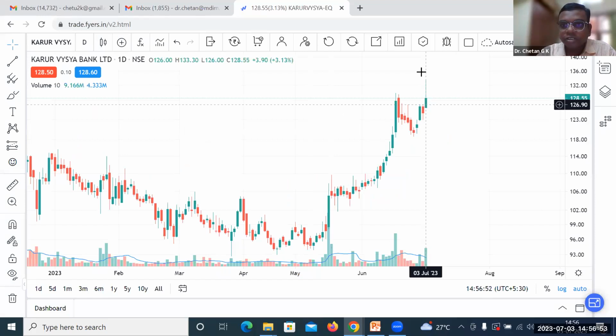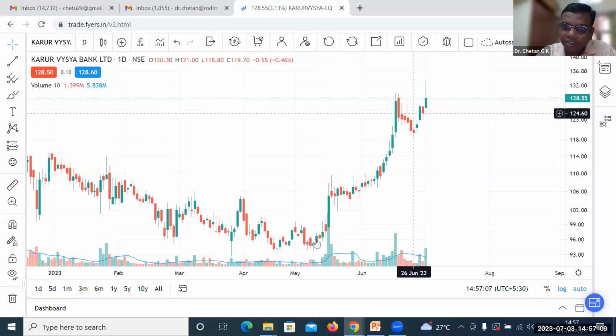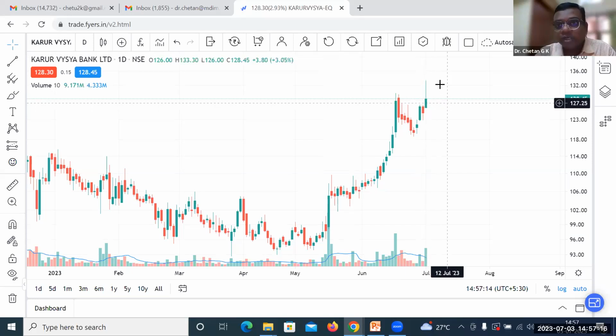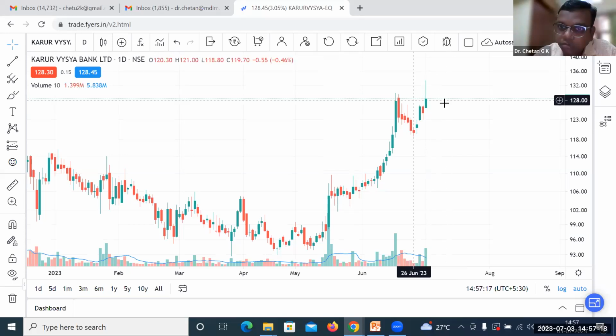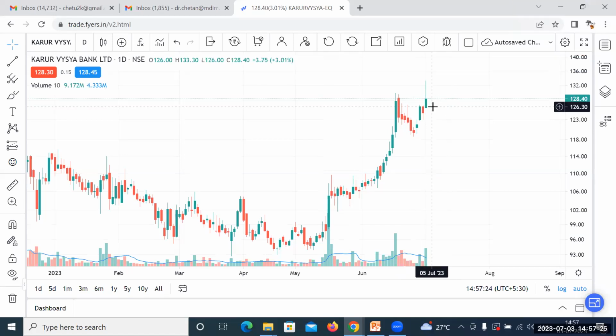So can you see this, class? What is this formation? Shooting star. So there's an uptrend. There is continuously an uptrend, and there is a shooting star formation happening. It is not a confirmed shooting star. Supposing you're a risky trader, what should you do? If you're a risky trader, at 328, what should you be doing? Directly short the Karur Vaishya Bank.